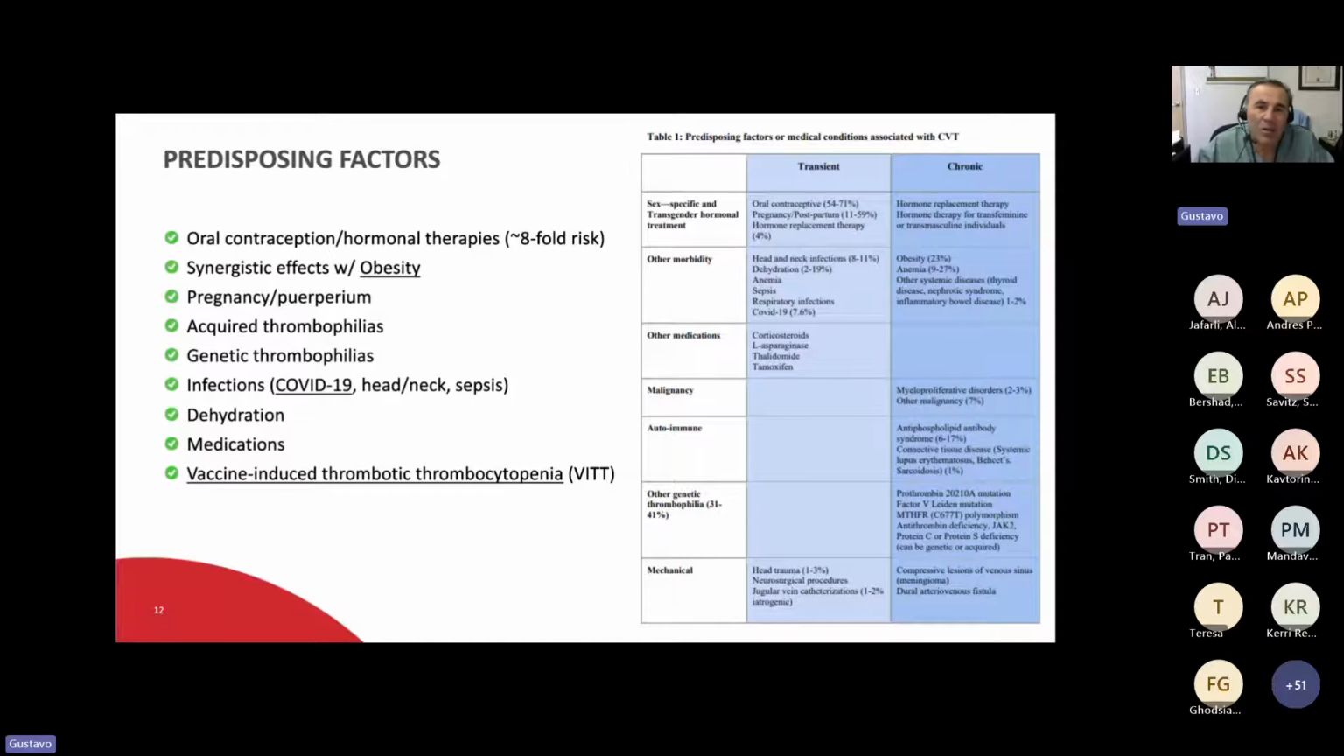I also highlighted some other risk factors associated with cerebral venous thrombosis that were identified recently. Usually obesity, which could have a synergistic effect with other vascular factors, or, sorry, COVID-19 and masks. Basically, cerebral venous thrombosis could be associated with a hypercoagulable state associated with COVID, and a new entity after 2021 was vaccine-induced thrombotic thrombocytopenia, and we will talk a little more about that later.